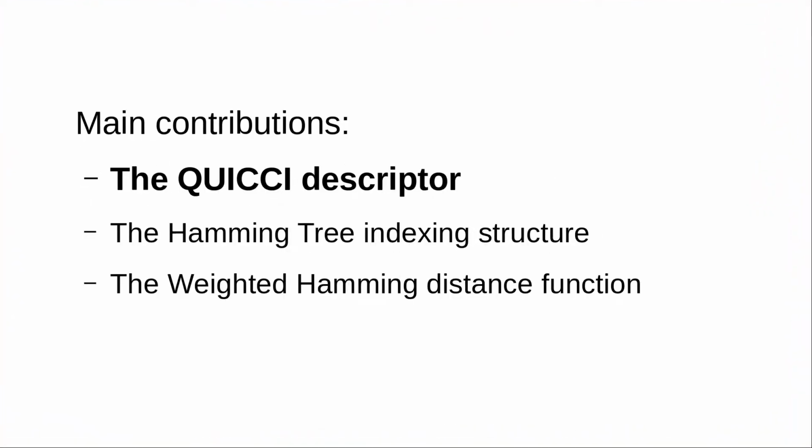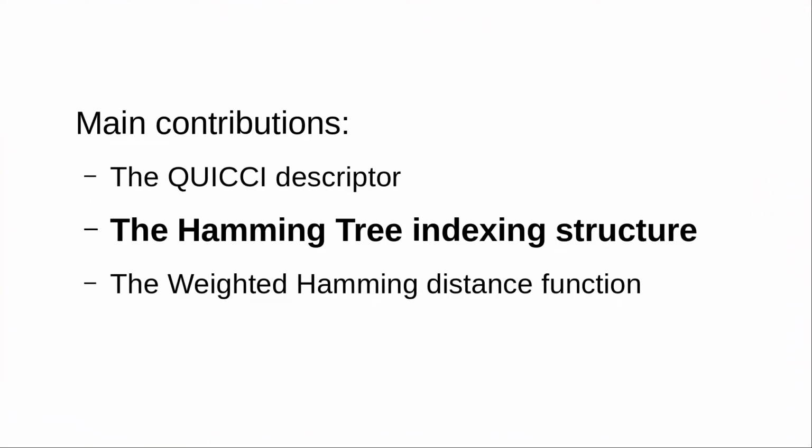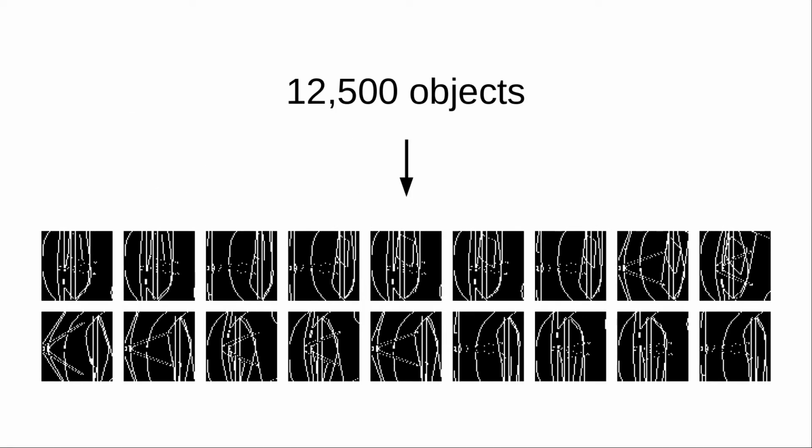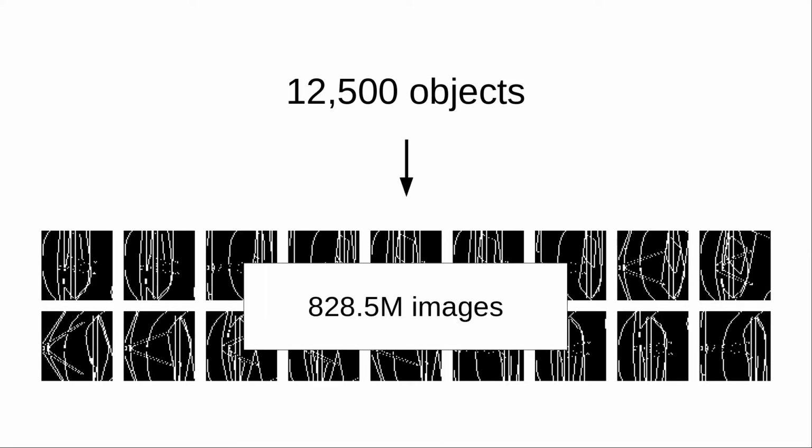So that was the Quickie descriptor. Let's now take a look at the next main contribution, the Hamming tree indexing structure. So in the previous section, we have seen how we can generate Quickie descriptors from 3D objects. Let's now say that we take 12,500 of those objects and generate descriptors for each of their vertices. Obviously, that will create quite a few of them. In fact, it's 828.5 million.